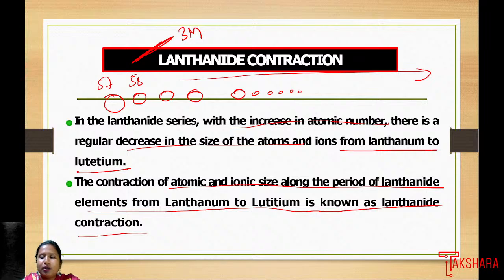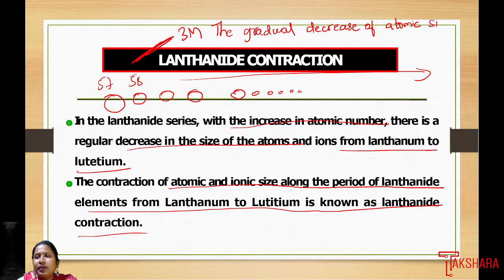Okay, so that is about the lanthanide. So it's a very easy answer. The gradual decrease of atomic size or ionic size with increase in atomic number is called lanthanide contraction.